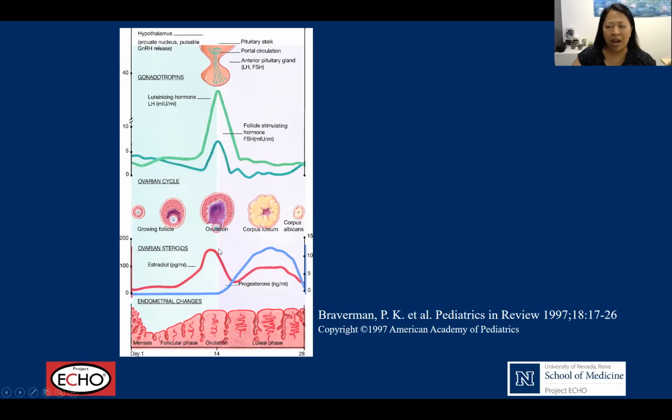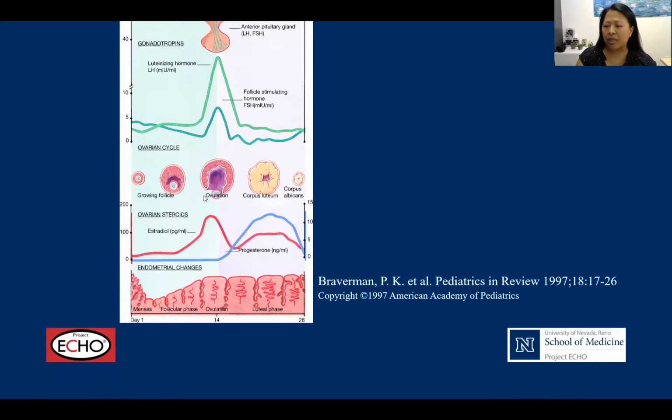This is a great graphic to understand when things happen, as well as to educate your patients about what happens with a period and where you might think the problem is happening.